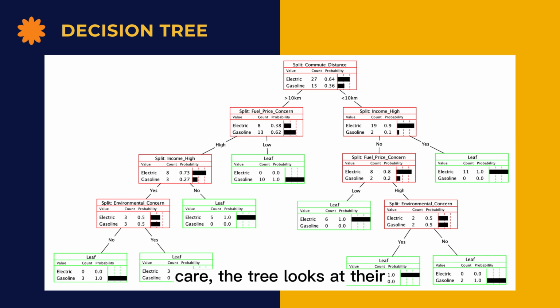If they do care, the tree looks at their income. If income is high, most of them, about 73%, pick electric cars, probably because they can afford them and want to save fuel in the long run. If income is low, it goes one step deeper, checking if the person cares about the environment. If yes, they choose electric. If not, it predicts gasoline.